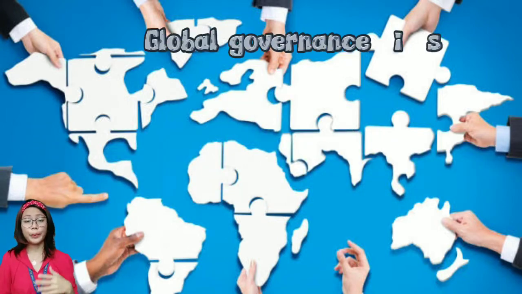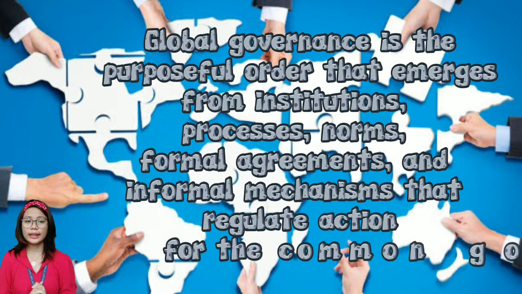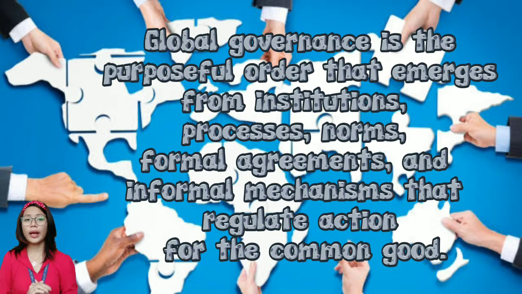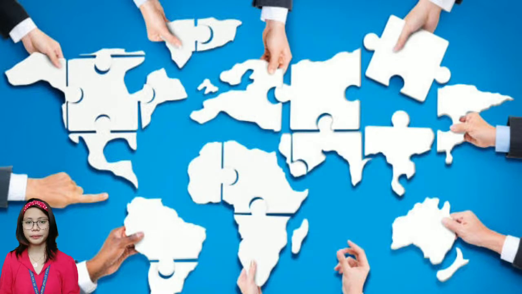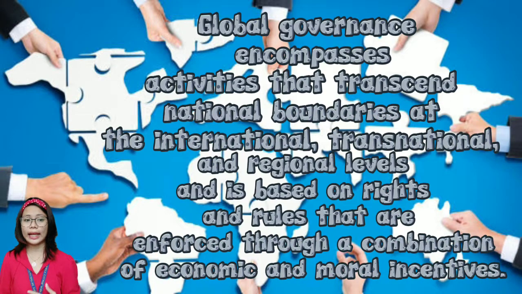This is the purposeful order that emerges from institutions, processes, norms, formal agreements, and informal mechanisms that regulate actions for the common good. Global governance encompasses activities that transcend national boundaries at international, transnational, and regional levels and is based on rights and rules that are enforced through a combination of economic and moral incentives.